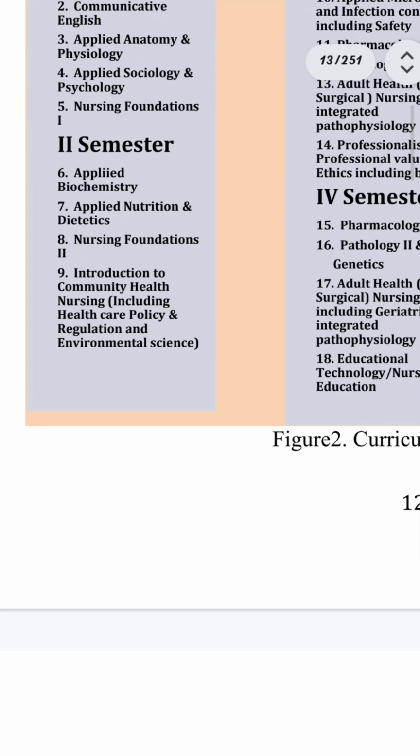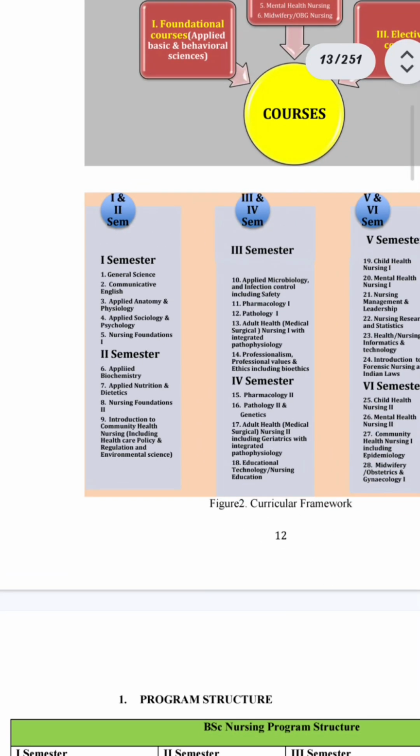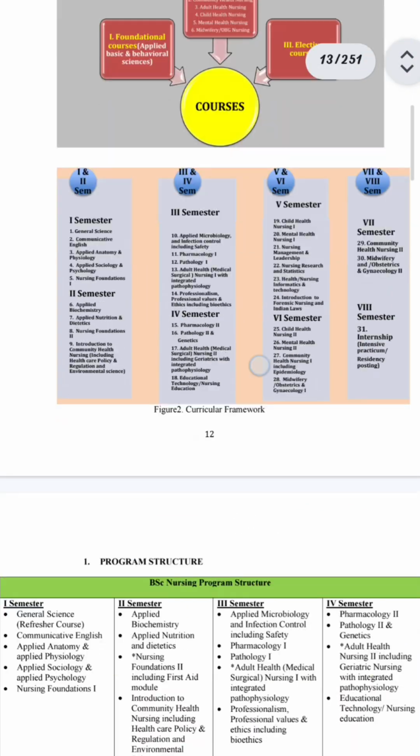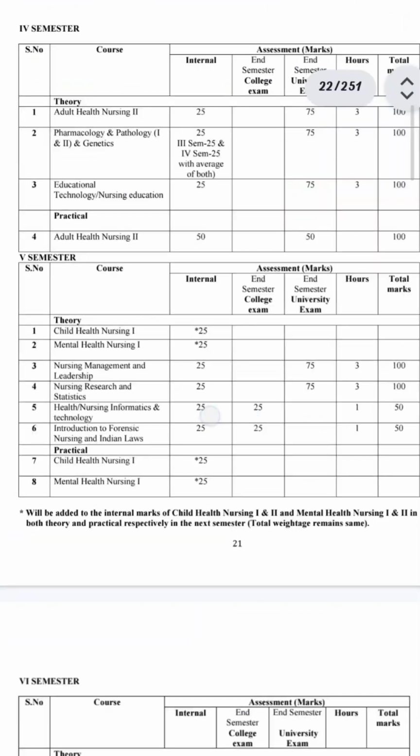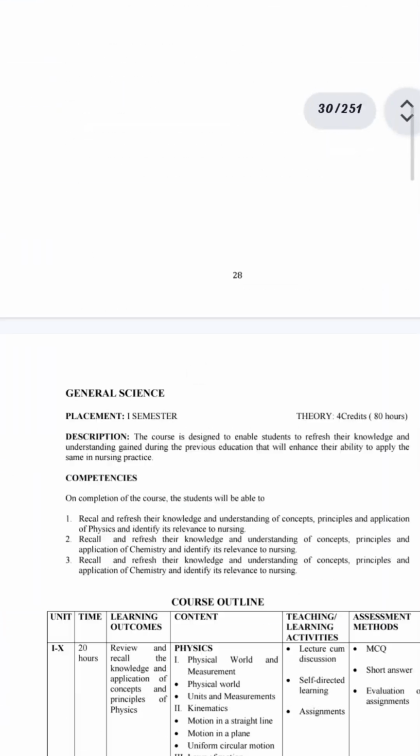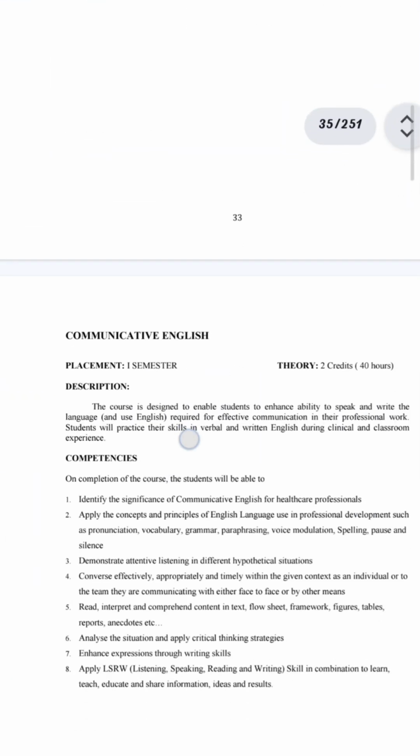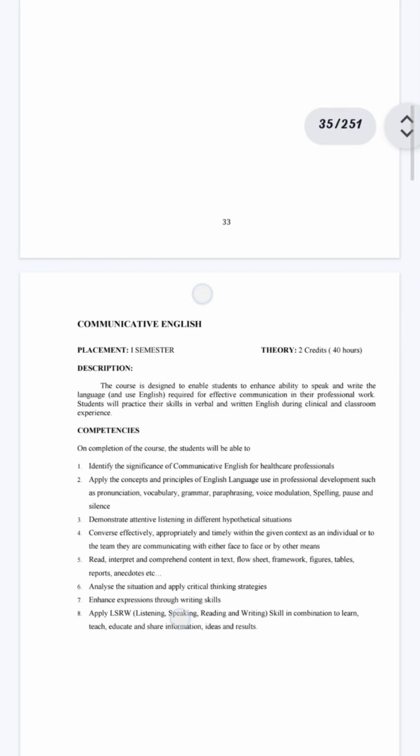So let us see the brief idea about the syllabus of each particular subject, right? After that we just go to page number 35 fast. No need to see every chapter, right? So at page number 35, we start with communicative English.